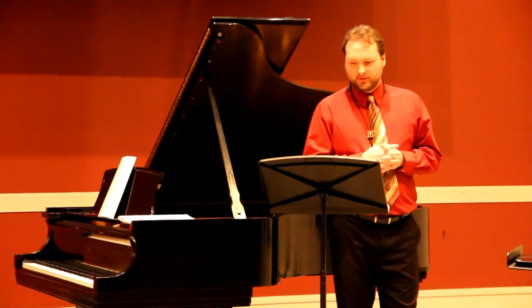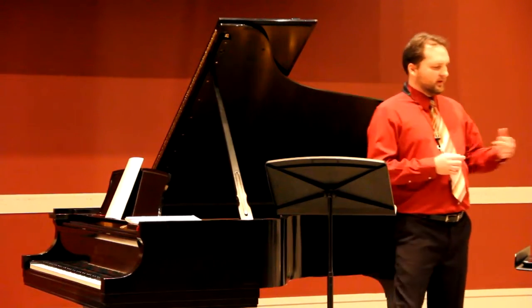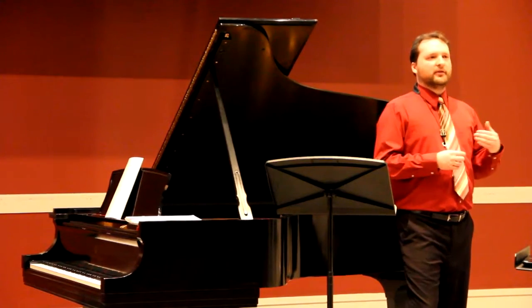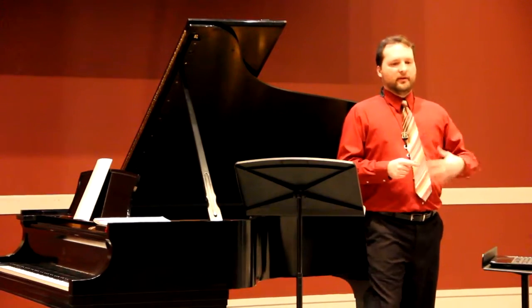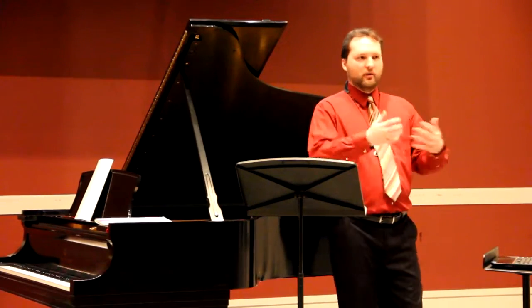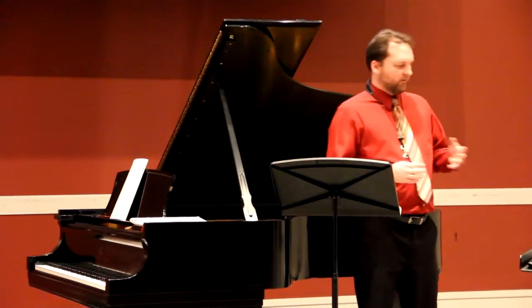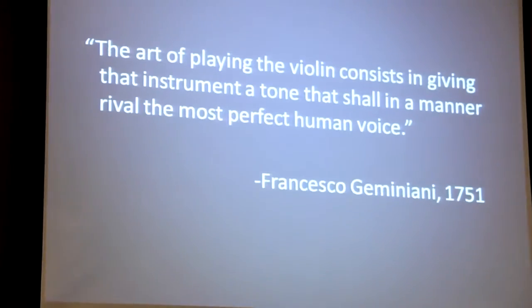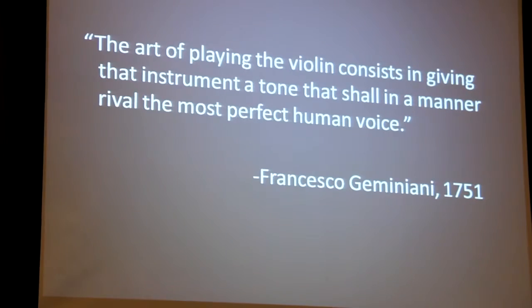So a point to really recognize here. Another thing that we must notice about this one that would become a common theme is Mozart talks about instrumentalists imitating the natural vibrato of, say, striking a bell or of vocalists. This is another quote from Francesco Gimignani that also echoes this sentiment of instrumentalists imitating vocalists. He says the art of playing the violin consists in giving that instrument a tone that shall in a manner rival the most perfect human voice.